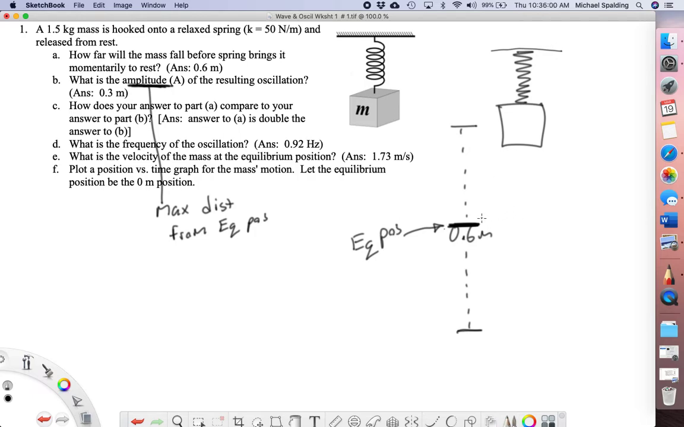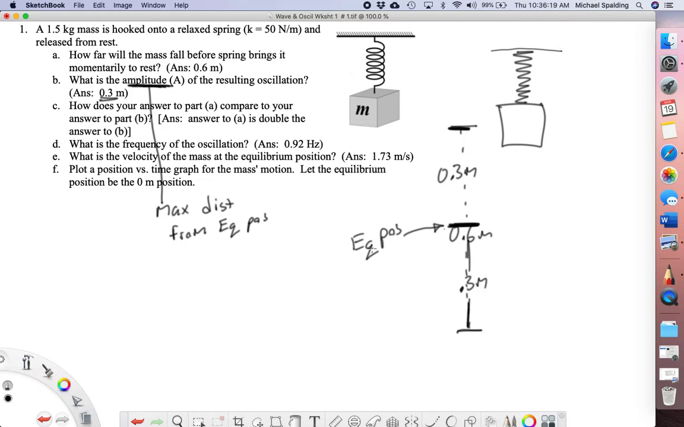So the answer is going to be, you take this 0.6, divide it in half, there's going to be 0.3 meters maximum distance off equilibrium up here, and then there's going to be 0.3 meters off the equilibrium down here, and that's the answer. But I'll show you another way to calculate this.